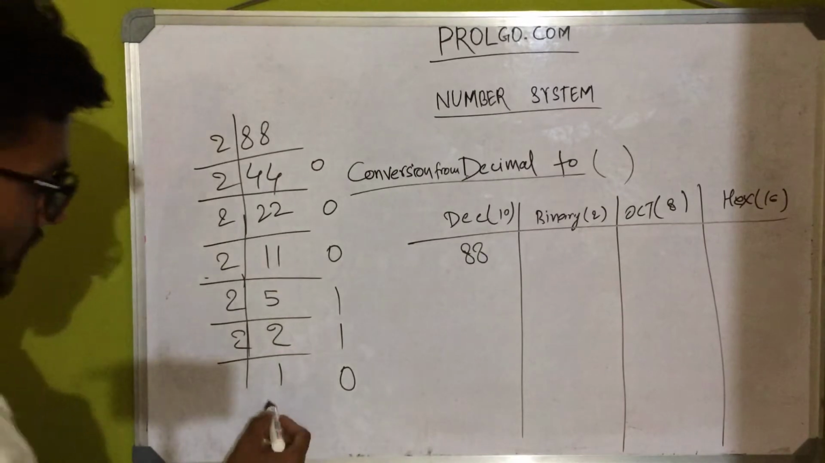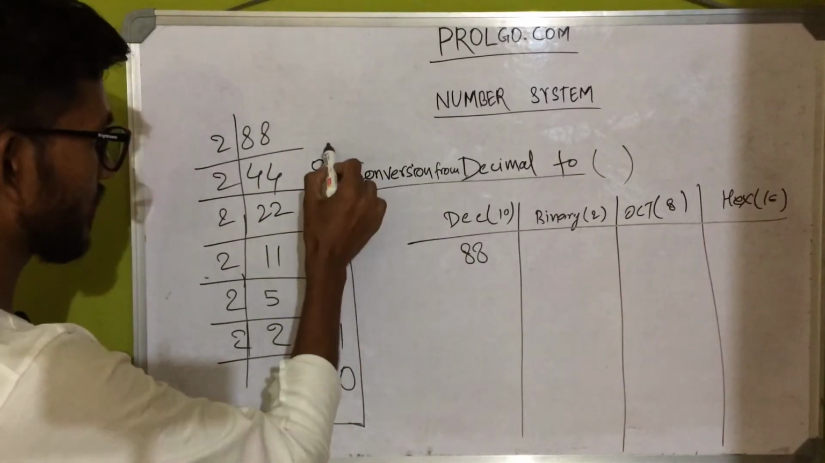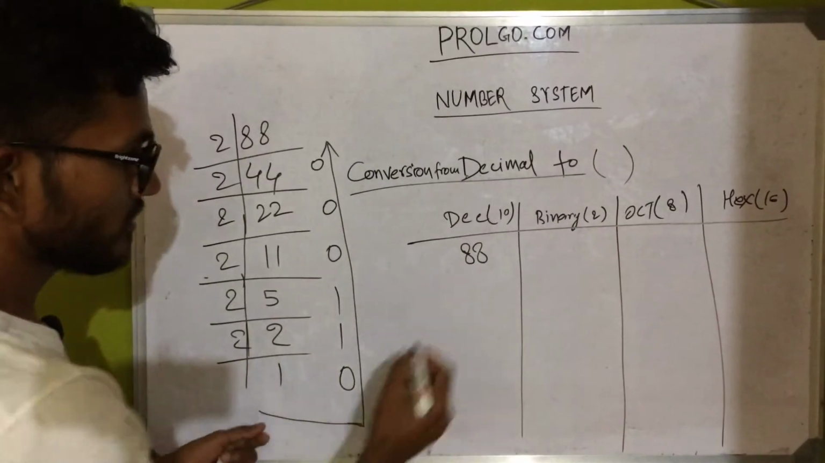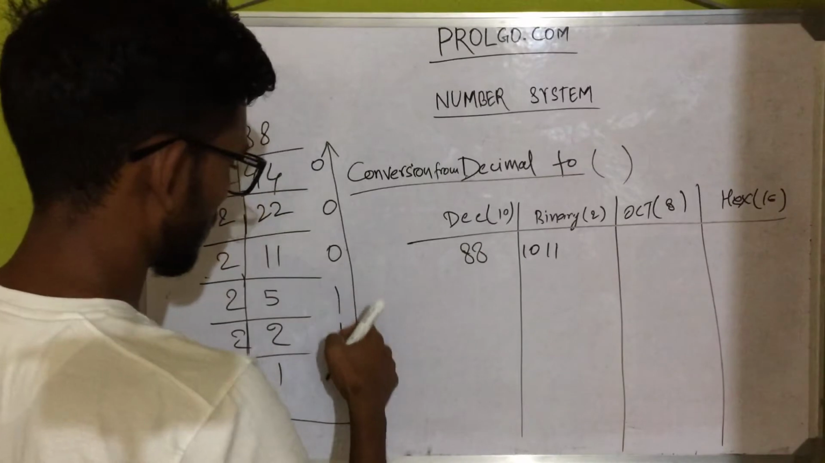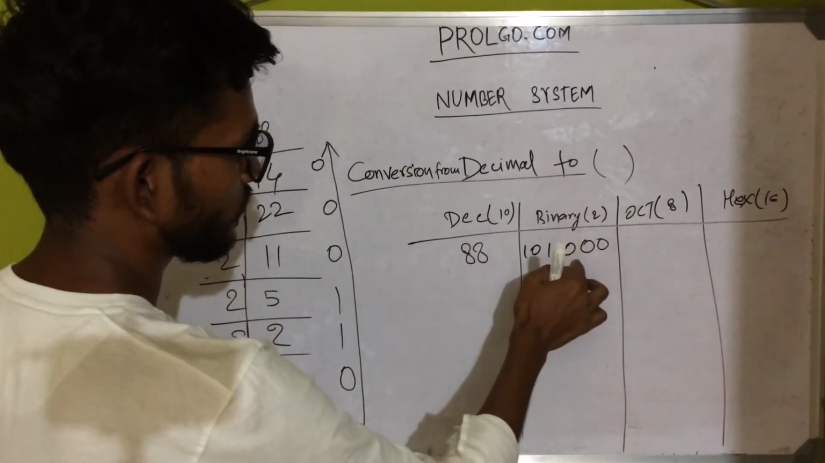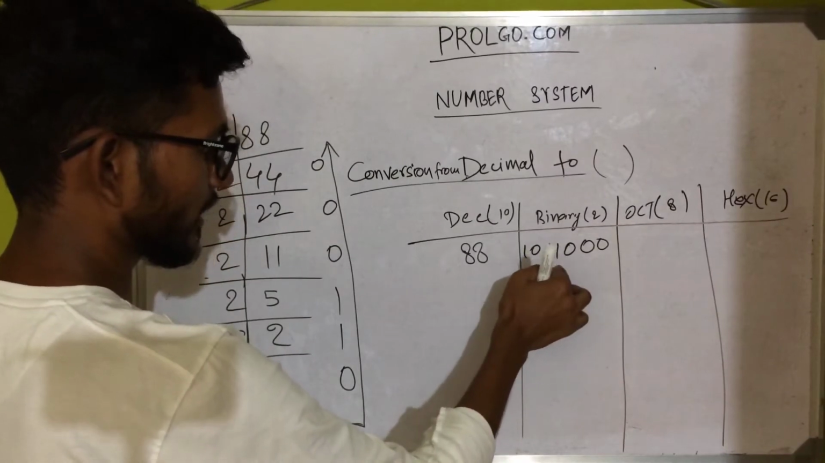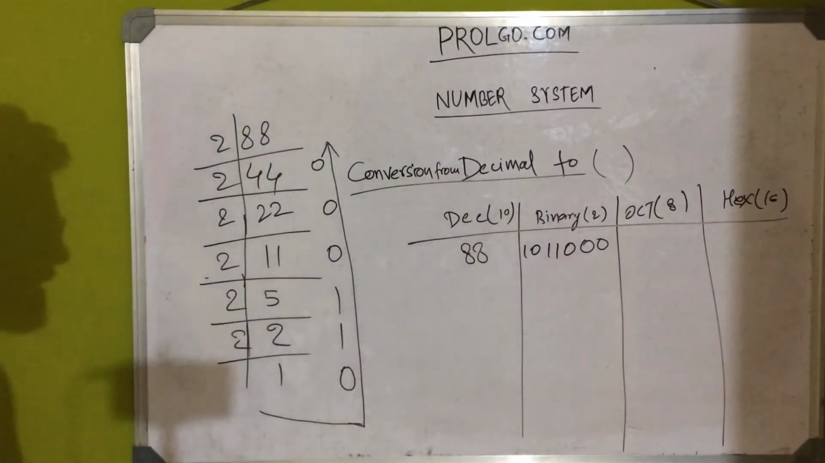Now we have to write these remainders in reverse order. So this is 1, 0, 1, 1, 0, 0, 0. Checking with place values: 1, 2, 4, 8, 16, 32, 64. So 64 plus 16 plus 8, yes, this is 88.